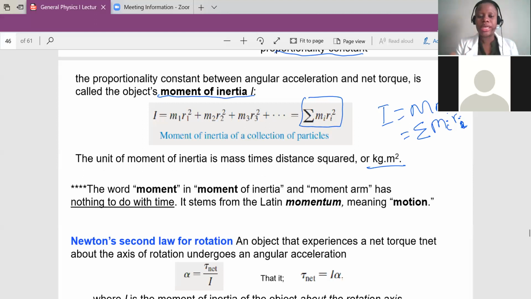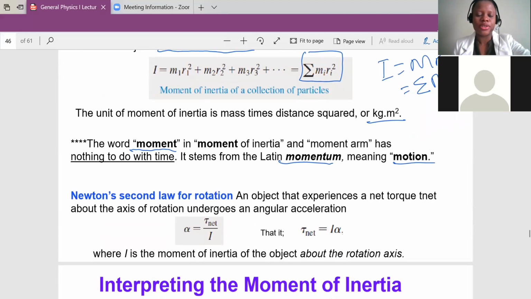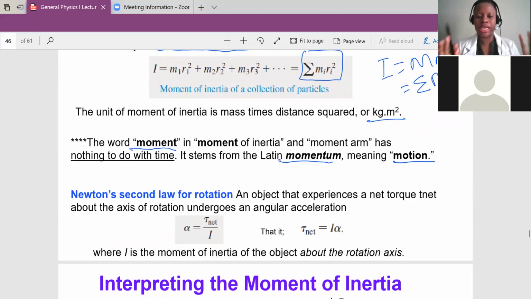We should also note that when we discuss moment of inertia and moment arm, it has nothing to do with time. The word moment there stems from the word momentum, which means motion. So when we say moment, we're actually referring to motion in the rotational form. So from this understanding, we can express Newton's second law for rotation.